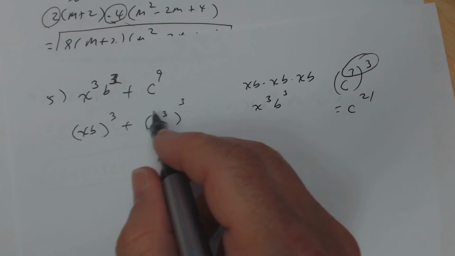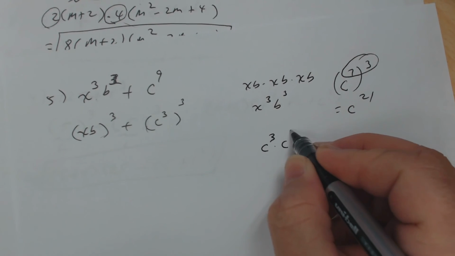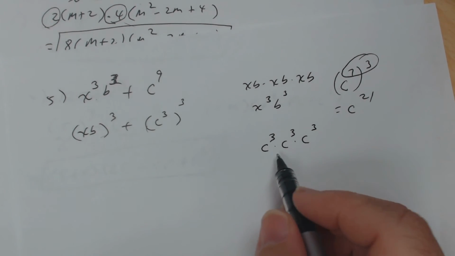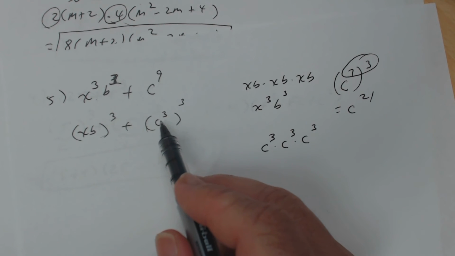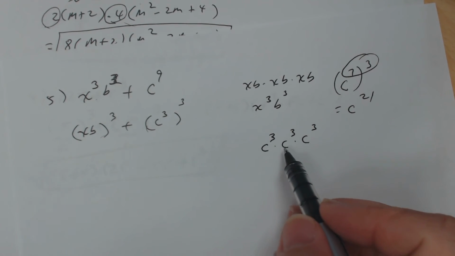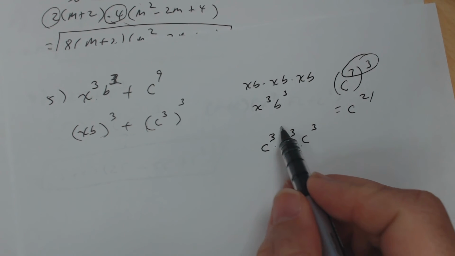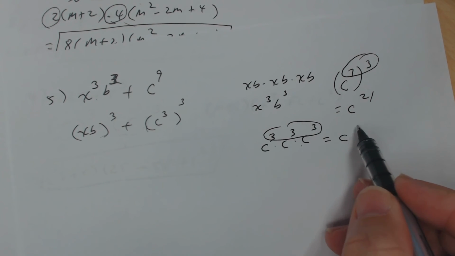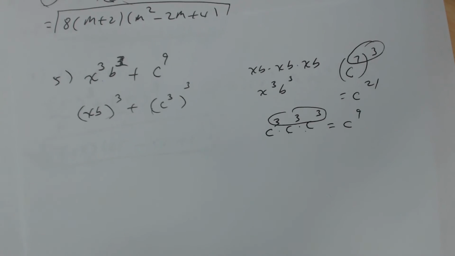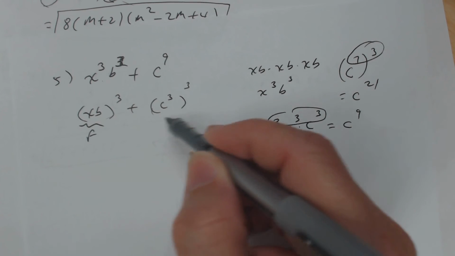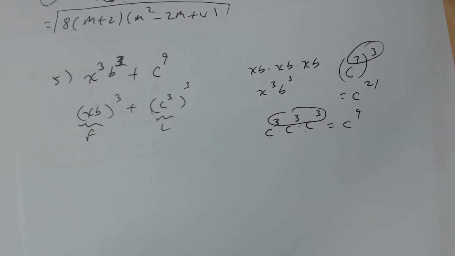Okay, so c cubed times itself 3 times. Always check yourself. C cubed times itself 3 times. Remember, you multiply like bases, you add exponents, so I do get c to the 9th. All right, so there's your F, and there's your L.